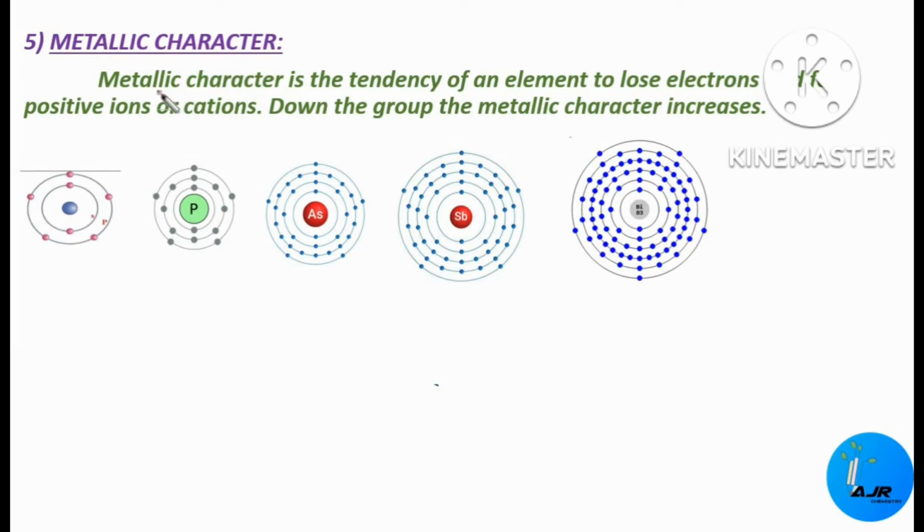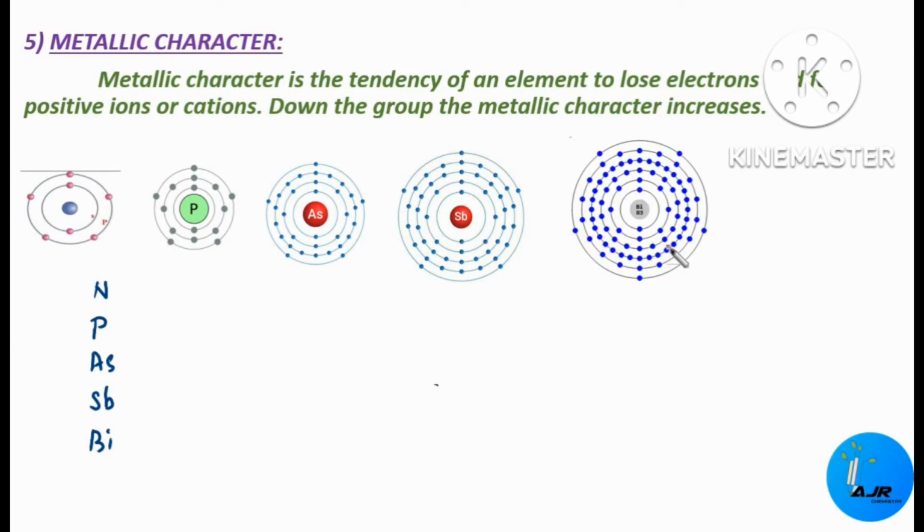What is metallic character? It is the tendency of an element to lose electrons and form positive ions or cations. When you are moving from nitrogen to bismuth, that is, down the group, the metallic character increases. The reason is that down the group the atomic size increases, so ionization energy decreases.